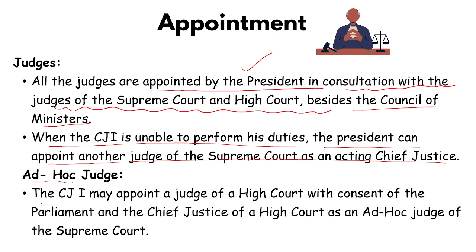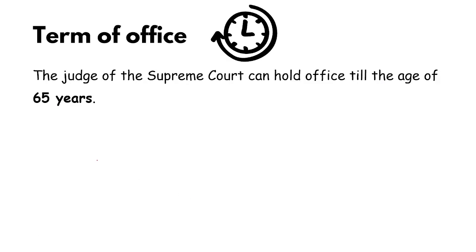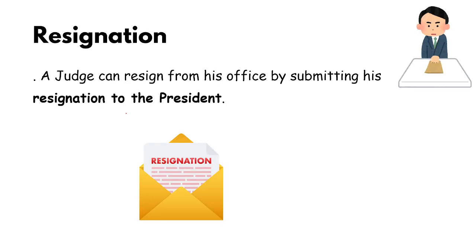Ad hoc judge. The CJI may appoint a judge of a High Court, with the consent of the Parliament and the Chief Justice of the High Court, as an ad hoc judge of the Supreme Court. Term of office. A judge of the Supreme Court can hold office till the age of 65 years. Till he is 65 years, he can hold the office.